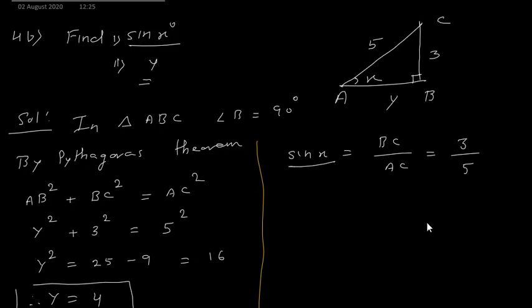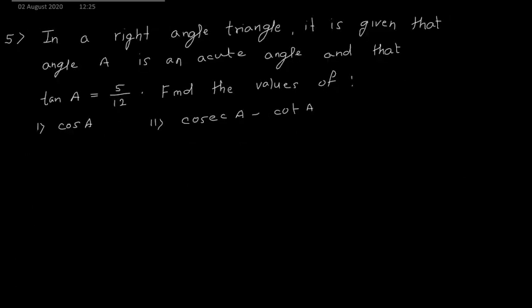Got it? So we have found out the value of y and x. Okay, so finally, if you want to write the answer, you can write: first answer is your sin x degree, which is 3 upon 5, and second is your value of y, which is what we got, 4. Value of y is 4. Now let us move to the next question.